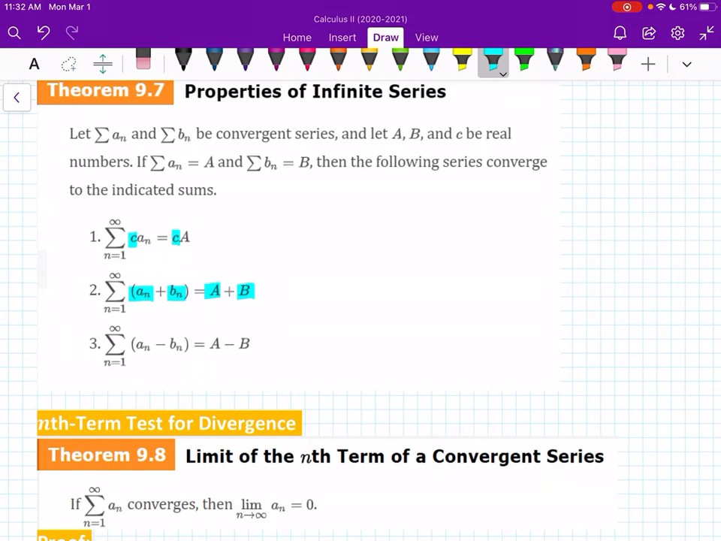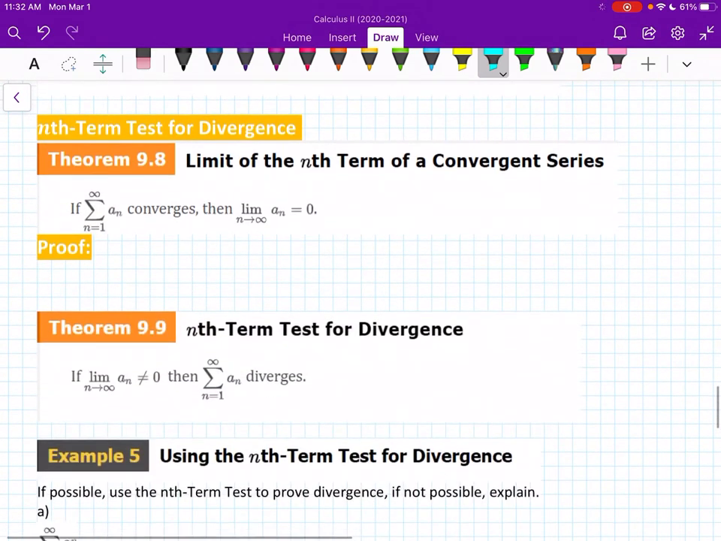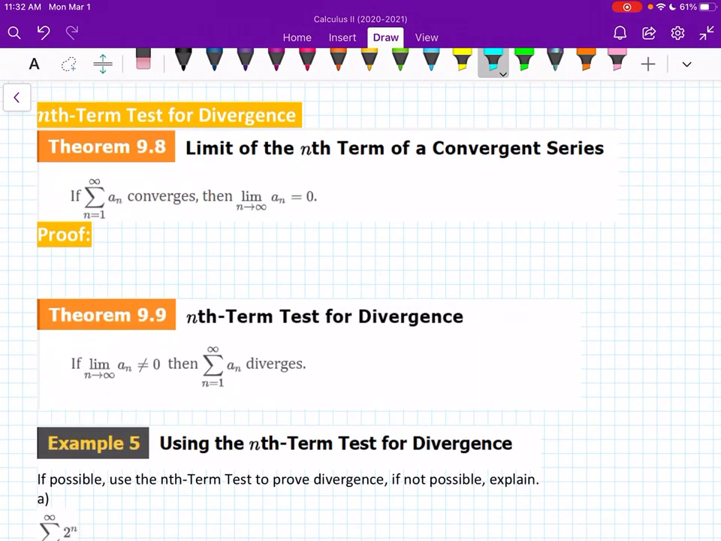Okay. Next, we are going to talk about the nth term test for divergence. And so here we go. This is very exciting. Our first theorem today says that if a series converges, then the limit of the terms goes to 0.